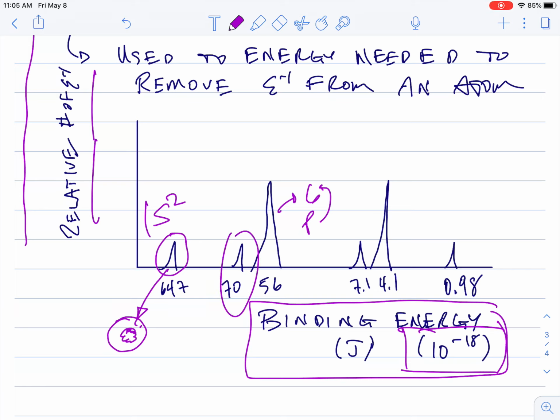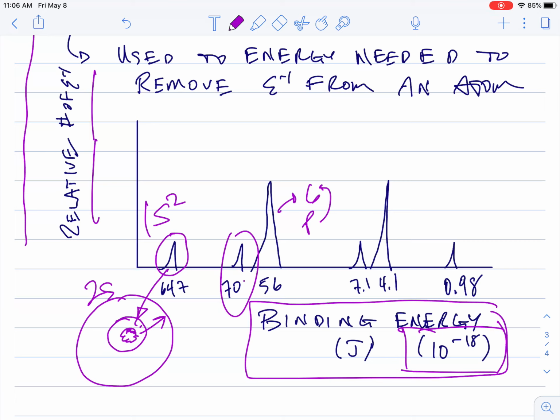Now notice that we've got a gap, and then we hit the second spike. This would be your 2s electrons. They're further from the nucleus, so that's going to take a little bit less energy because they don't have as much of an attractive force.